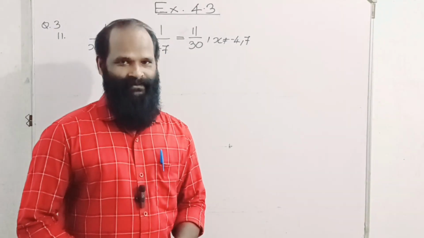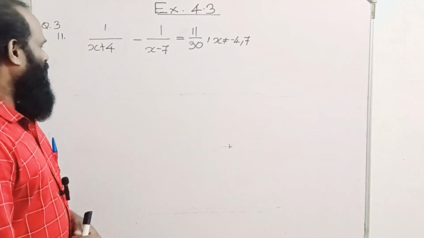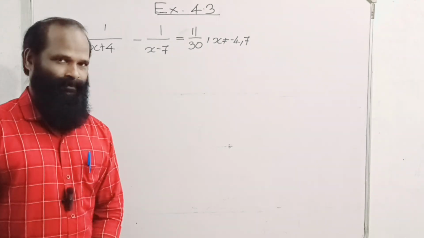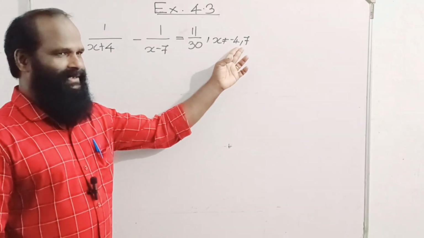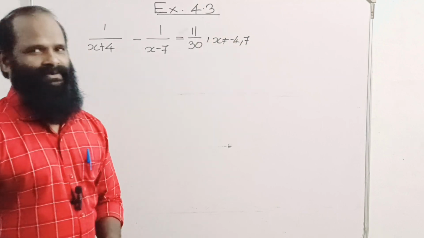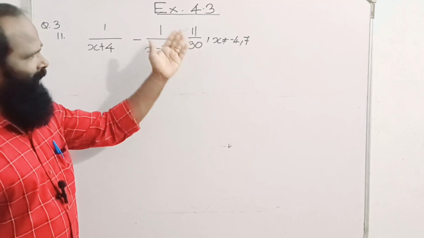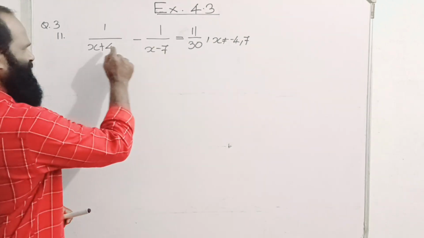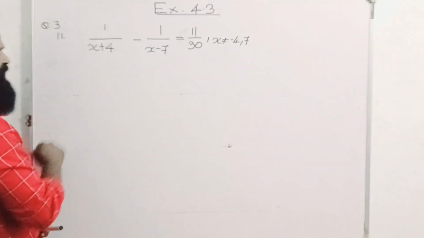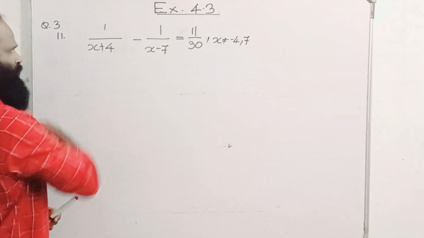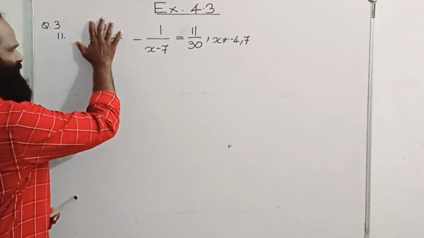Here is the second question. 1 by x plus 4 minus 1 by x minus 7 is equal to 11 by 30. You can see a clause here, a condition. They say the value of x shouldn't be -4 and 7. What if the values of x are -4 and 7? Try. If x is -4, this becomes -4 plus 4, 0. If you substitute -4 here, this term becomes 0, so this will be totally cancelled.